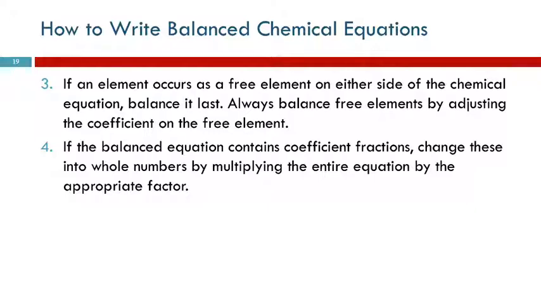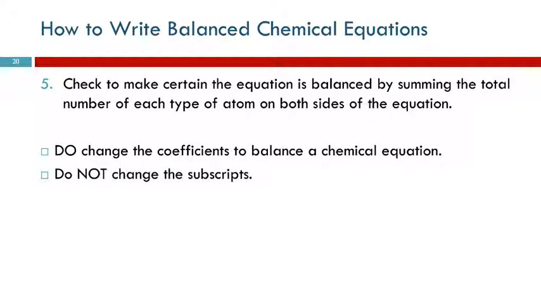If you've got a free element, so it's just by itself, like O2 or aluminum, leave that one for last, because when you balance that, it won't mess up anything else. And then if you end up with fractional coefficients, you need to clear those out by multiplying by an appropriate number. Most of the time we can actually avoid having any fractional coefficients, and I'll show you how to do that.